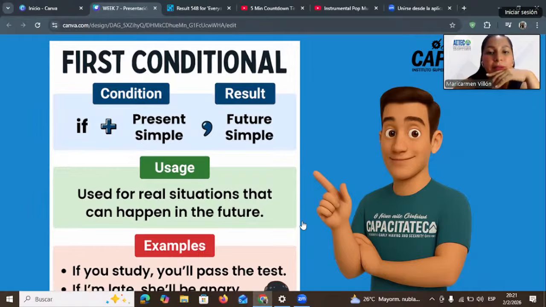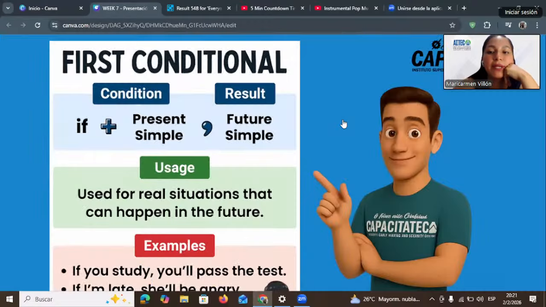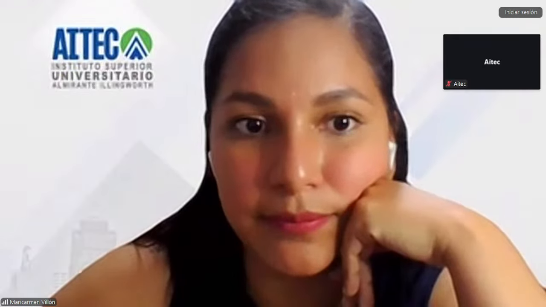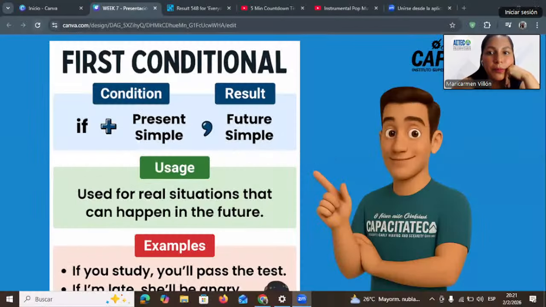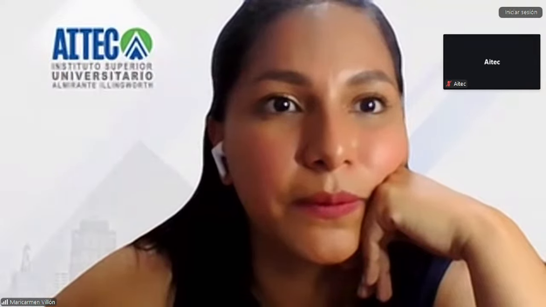Let's wait a little bit. Se quedó ahí pensando mi compu. Esperar, vamos a ponerle esperar. Está como puso lentita. Volver a cargar. I'm going to share again. ¿Qué le pasó? One moment, one moment. Give me a minute. Volver a cargar las diapositivas.